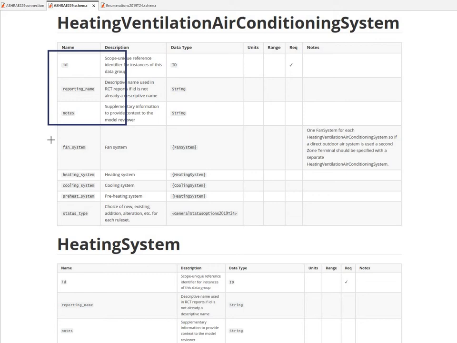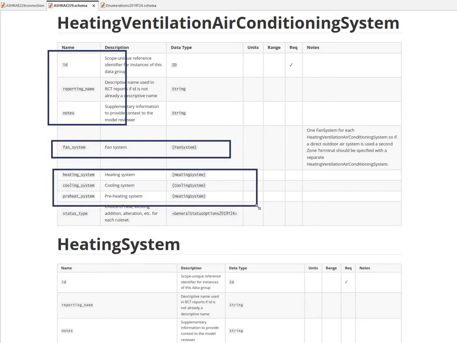So it basically is just a holder of other things. It has a fan system that it references, and this is basically a child data group of it. And then there's a heating system, a cooling system, and a preheat system that are children of it, and the status type, which is an enumeration. I'll get to that in a second. You may note that each one of these references or has a child, a single instance of them. So there's one fan system, one heating, one cooling system in general underneath the heating, ventilation, and air conditioning system. But for preheat, it's so similar to heating that we basically just have a second place that you can reference another heating system that serves as preheat.